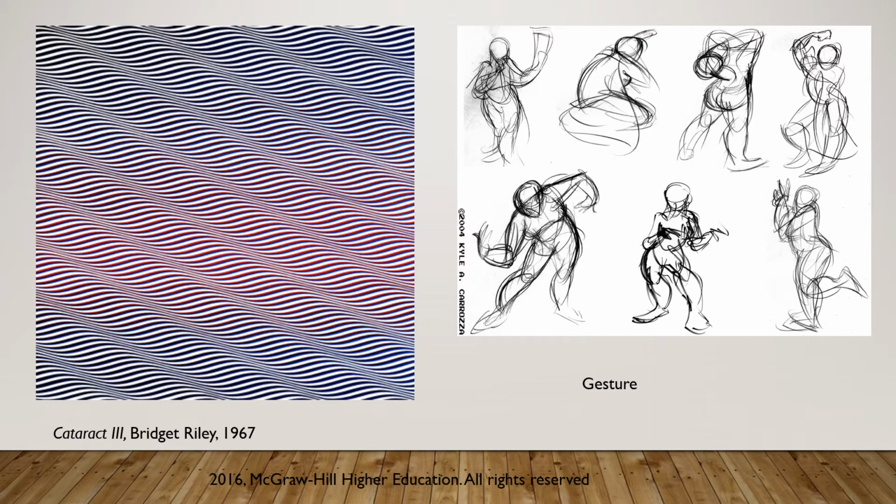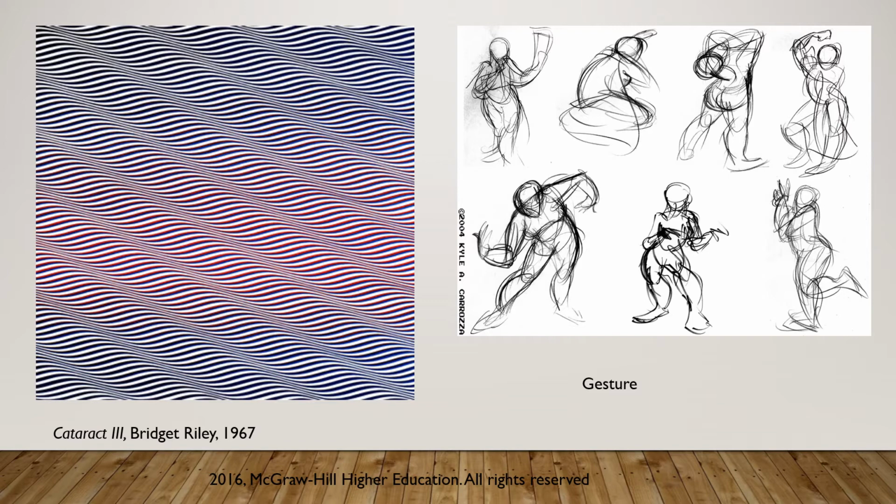Okay, here we have Cataract 3 by Bridget Riley, who was an op artist. She uses lines in a manner that kind of fools your eye. So you can see that her lines curve. They're thick in some places, they're thin in other places. And the thickness and thinness of the lines also helps us to see where one section stops and the other section starts.